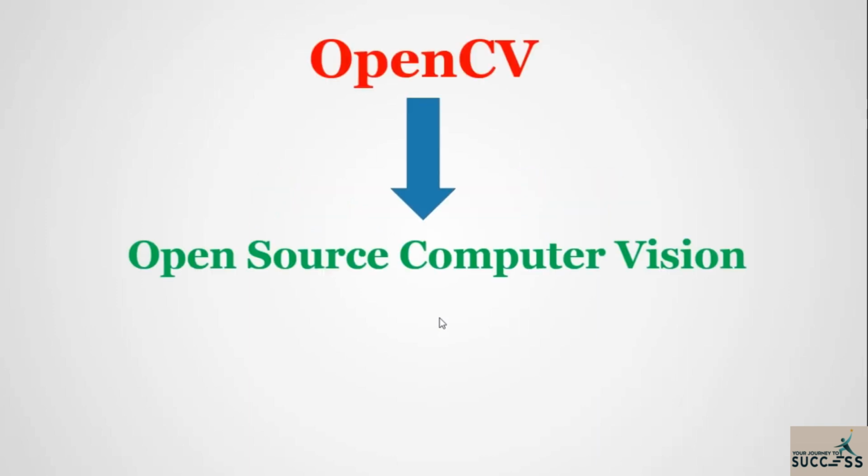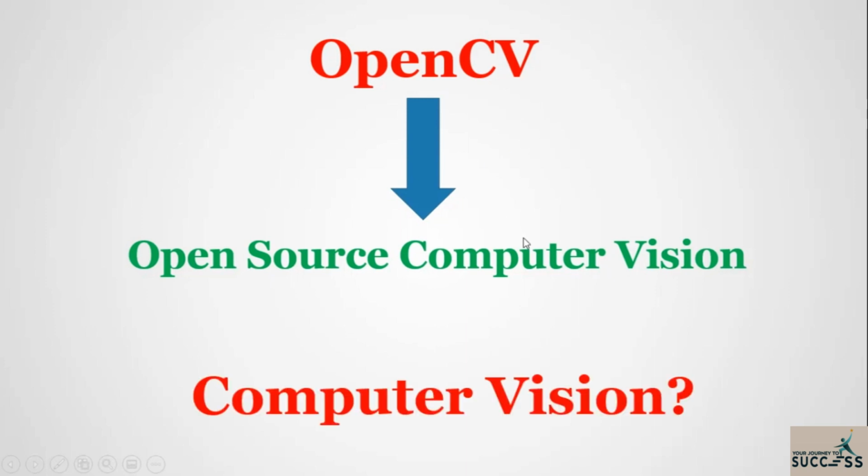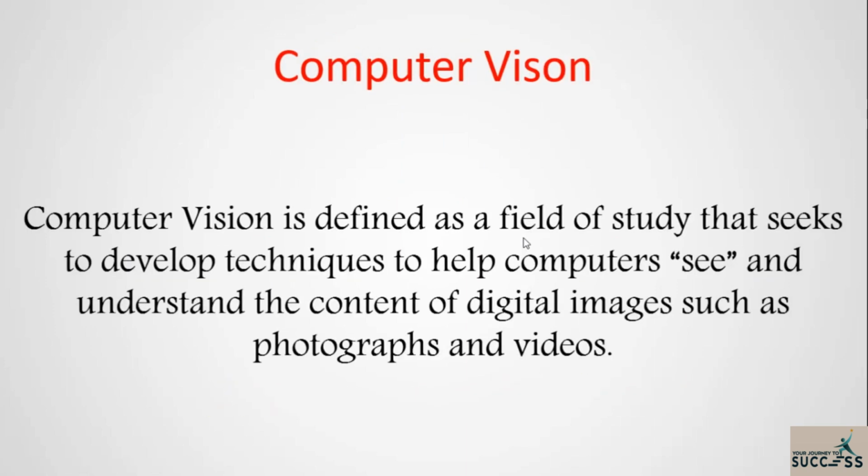Alright, so OpenCV basically stands for Open Source Computer Vision. Before we can actually understand OpenCV, we first of all need to understand this word CV, which basically stands for computer vision. Now, computer vision is basically defined as a field of study that seeks to develop techniques to help computers see and understand the content of digital images such as photographs and videos.